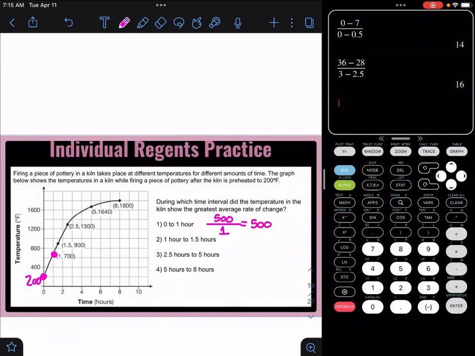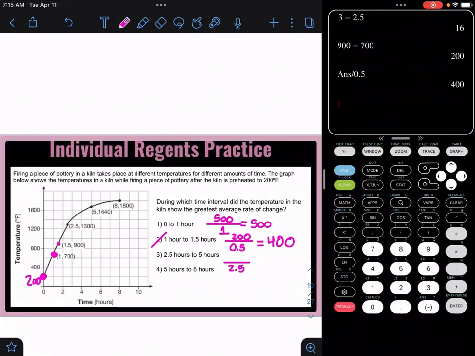We started at 1 hour and we ended at 1.5 hours, which means that we changed 0.5 hours, and the temperature started at 900 and ended at 700, meaning it changed 200. And now what is 200 divided by 0.5? That would be 400, average rate of change of 400, which would not be my answer because I'm looking for the greatest average rate of change. All right, let's look at the next one. From 2.5 to 5 hours, that would be a 2.5 hour difference. And at 2.5, we start the temperature at 1,300. And then at 5 hours, we end at 1,600.